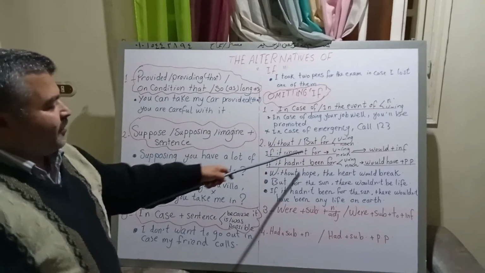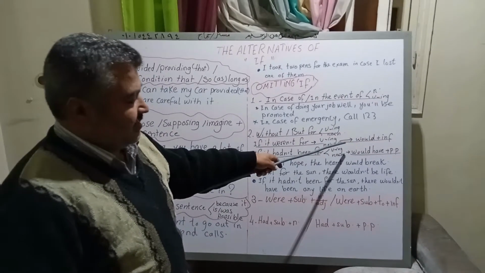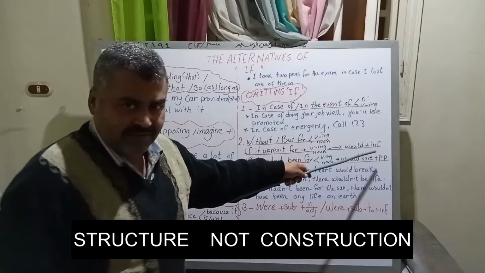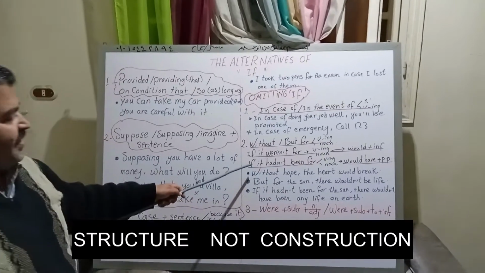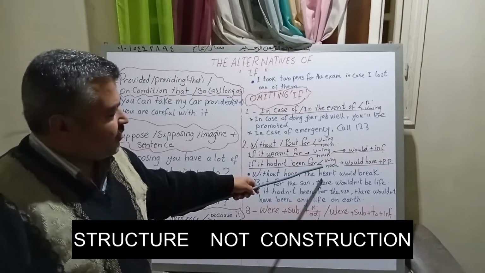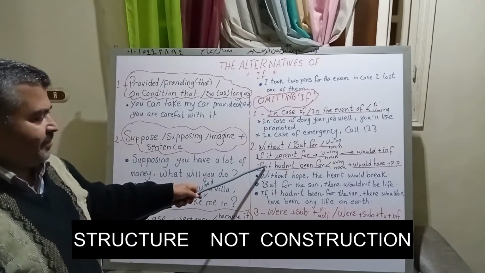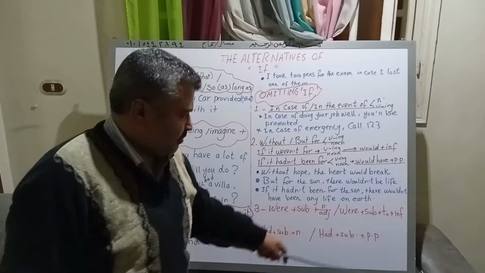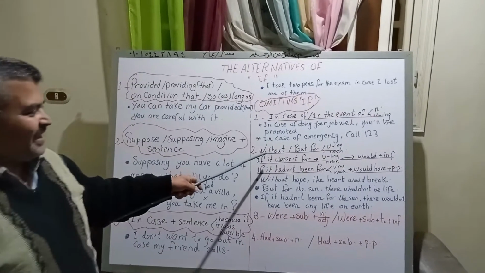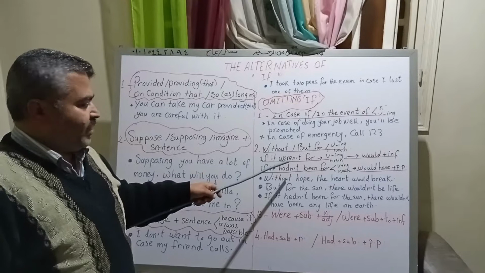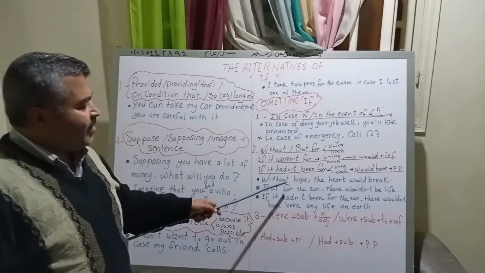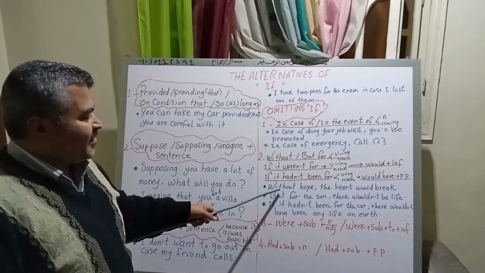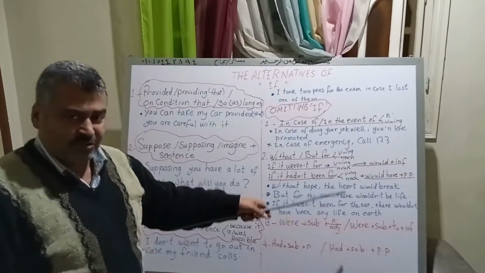If it weren't for verb plus ing or noun, but look carefully, the second part of this construction should be would plus infinitive. If it hadn't been for verb plus ing or noun, but look carefully, the second part of the third construction should be would have plus past participle. These words mean in Arabic "بدون" or "لولا". When I say without hope the heart would break, it means if there weren't any hope, the heart would break.